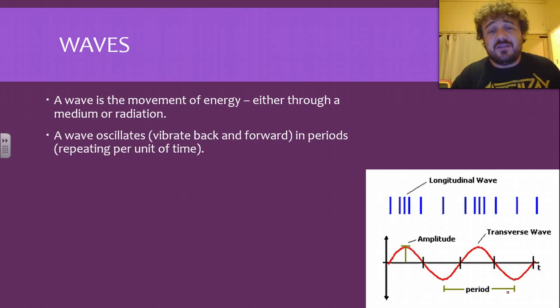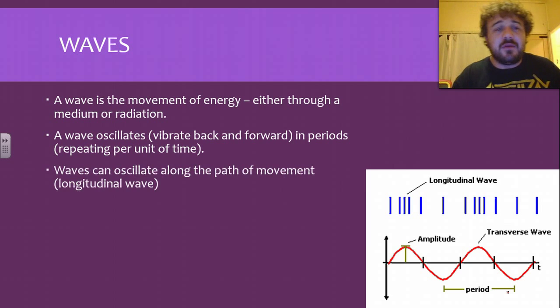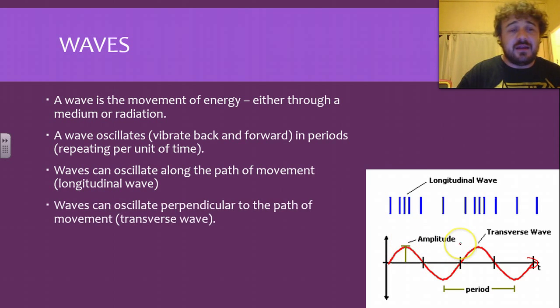A wave oscillates. This means it moves backwards and forwards in periods, so repeating units of time. It can be a longitudinal wave, where it oscillates backwards and forwards along the direction of movement, or a transverse wave like we have here, where the energy is going in that direction, but the particles oscillate up and down perpendicular to that.